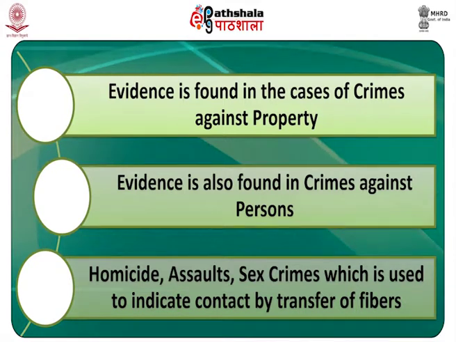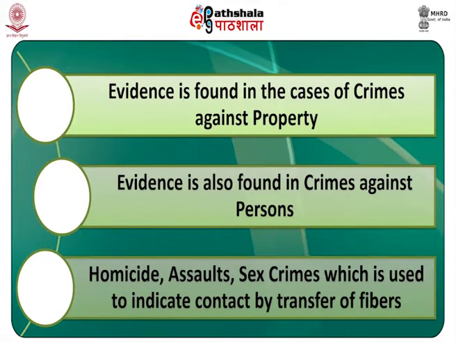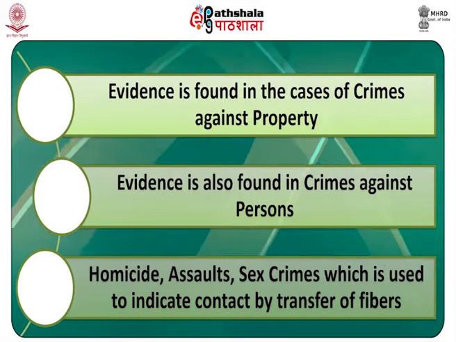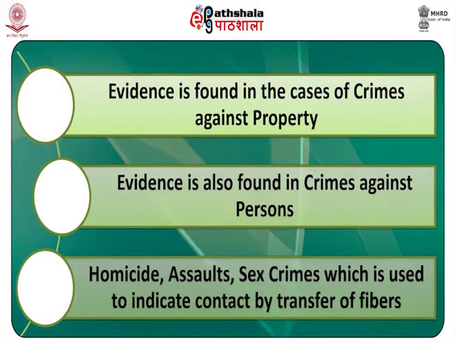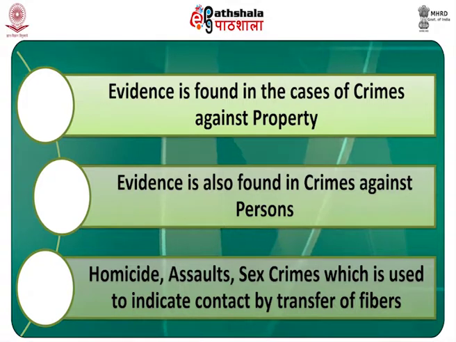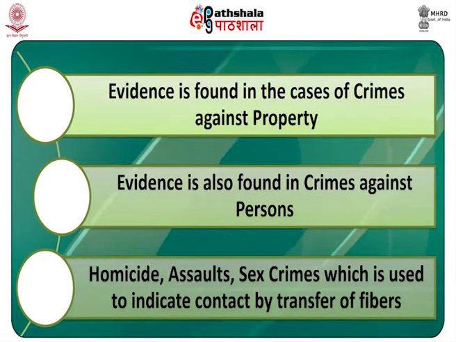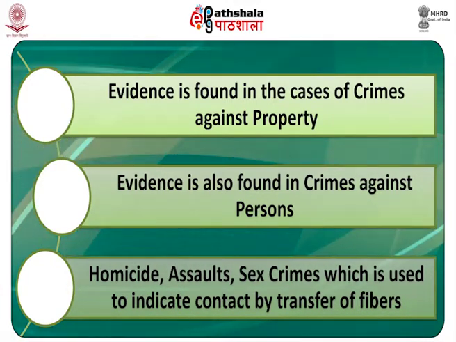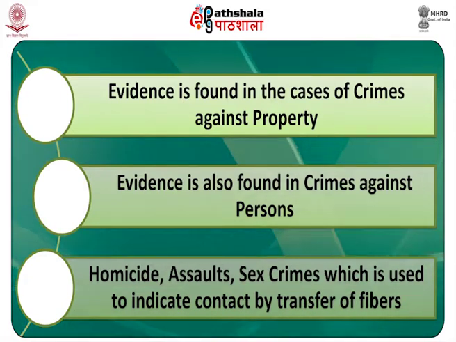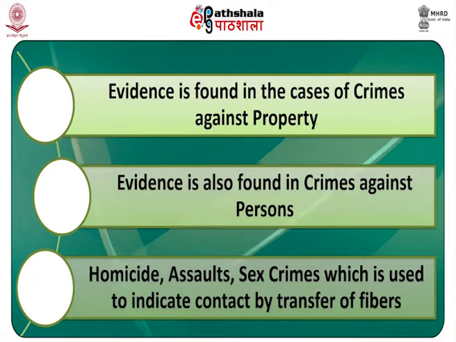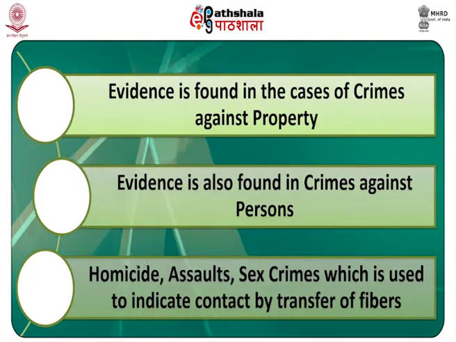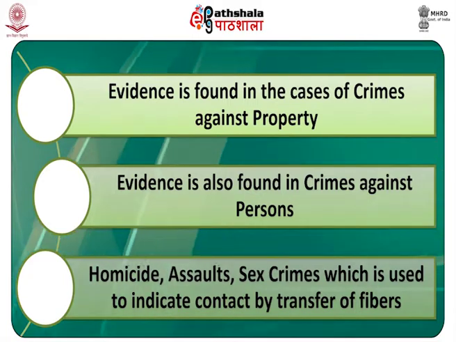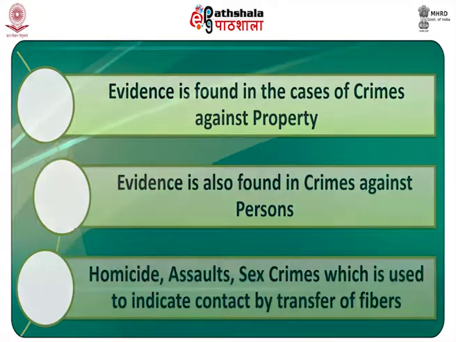This evidence is also found in crimes against person, where it indicates force in rips and tears. Sabotage, that is cut or tied parachute lines. In homicide, assaults and sex crimes, it is used to indicate contact by transfer of fibers between the victim and the suspect, clothing, and transfer of the fibers between victim or suspect at the crime scene.